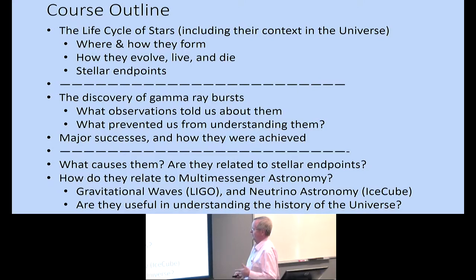And then the third lecture will be on what are some likely causes of gamma ray bursts, and how they relate to multi-messenger astronomy. Most of what we learn in astronomy comes from electromagnetic radiation, but now we have gravitational waves and neutrino astronomy. Can we gain some knowledge of these objects from those 2 different channels of information? And ultimately, are they useful in understanding something about the history of the universe? Are gamma ray bursts useful in that regard?